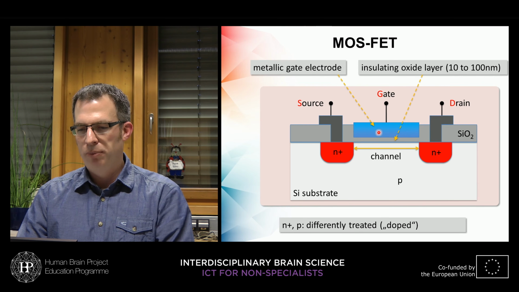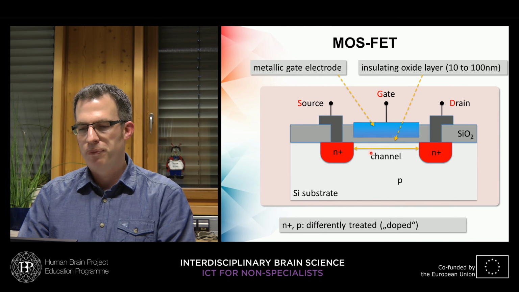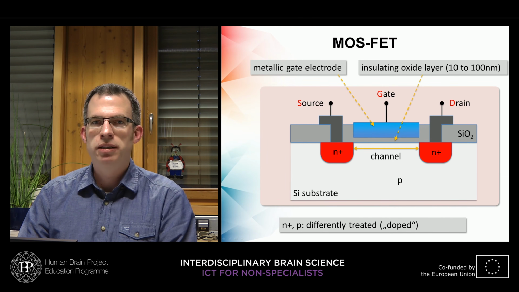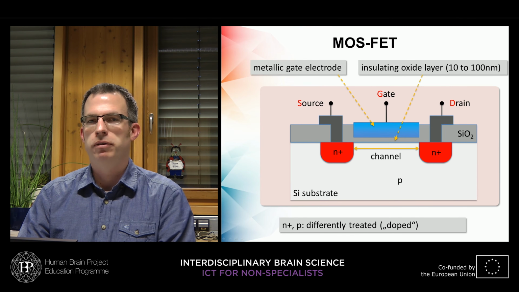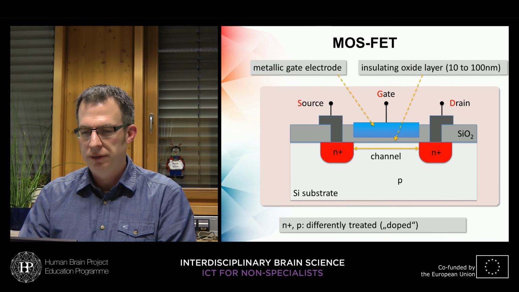And then if we apply a voltage to this gate up here, relative to the channel or to the silicon substrate, we will have an electrical field building up, which has an effect on the channel. I will not go into details here, but that's the field effect that is causing the function of the transistor. That's why it's called field effect transistor.